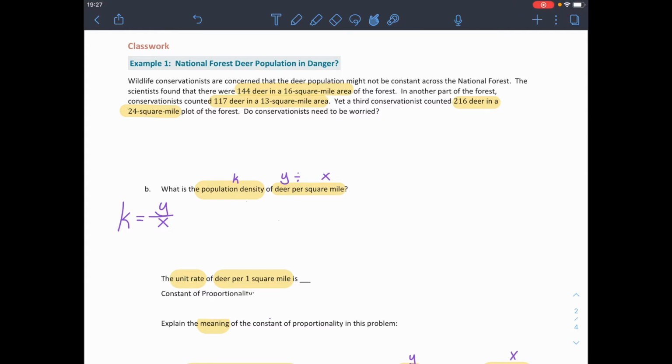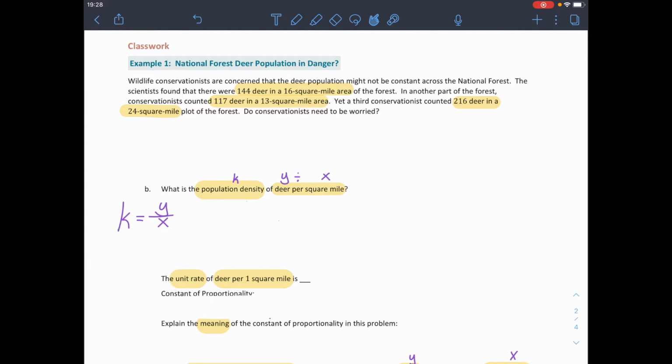Yet a third conservationist counted 216 deer in a 24 square mile plot of the forest. Do conservationists need to be worried? So, if this deer population is not constant in all areas of the forest, that could indicate some sort of problem. And this is something that actual conservationists look at. So let's help them solve their problem.